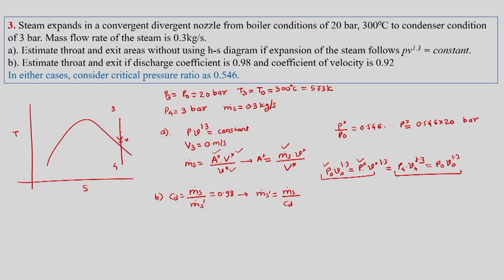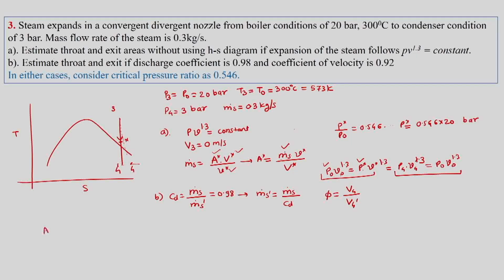Further, this is the condition: this is 4 dash and this is 4. Then we are told that there is a discharge coefficient. So for the discharge coefficient phi, as we know, it is V4 divided by V4 dash. So these are the facts, and now we are told to find the throat area, to start with.